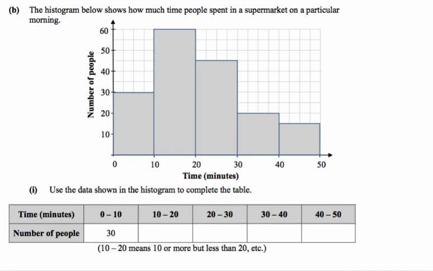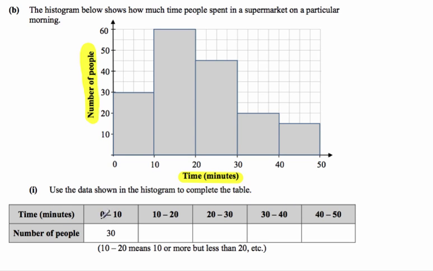Part B, the histogram below shows how much time people spent in a supermarket on a particular morning. So we have a histogram here, which is very like a bar chart. We've got time on the x-axis, or the horizontal axis, and we've got the number of people on the vertical, or the y-axis. Always check the axes of your graphs first. So part 1 says, use the data shown in the histogram to complete the table. So we've got the time groupings across here, and we've got the number of people.